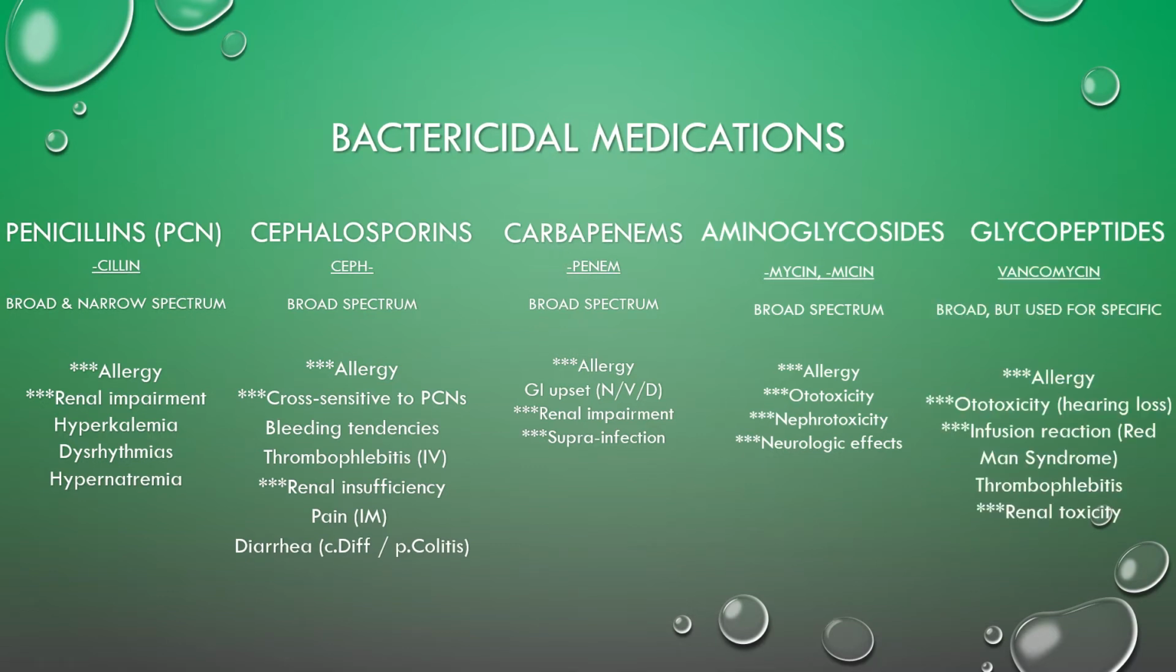Glycopeptides are going to include vancomycin. These are broad, but used for specific ones usually because they can have a high toxicity effect. So we usually only use these if needed. Also have the allergic reaction and renal issues. But then here again, you have the ototoxicity, the hearing loss, ringing in the ears, and then also red man syndrome. This is an infusion reaction. So when vancomycin is given through the IV, this red man syndrome can occur.